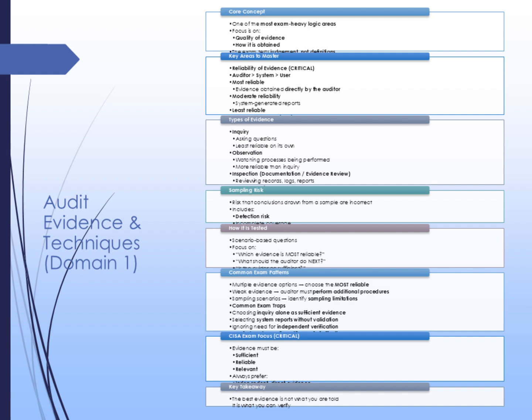One of the most important principles to remember is that audit evidence must be sufficient, reliable, relevant, and preferably independently verified. Ultimately, the key takeaway is that the best evidence is not simply what you're told. It is what you can independently verify and validate as an auditor.